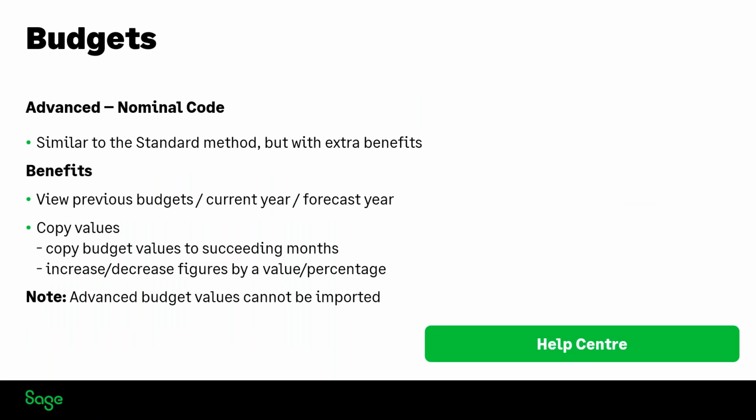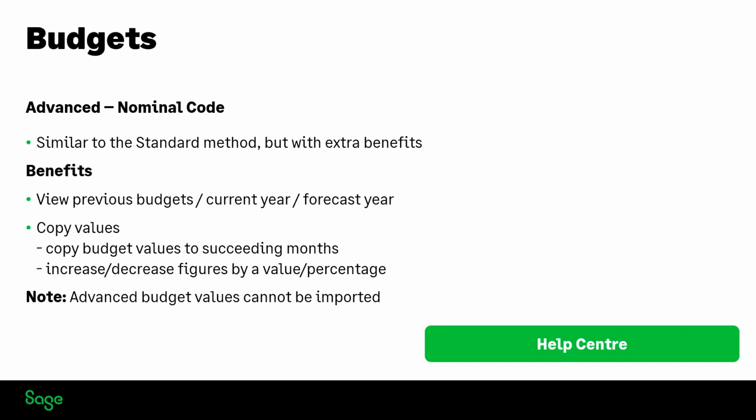So we'll start with the first one, advanced nominal code. Now this is very similar to the standard method that we looked at in part 1, but there are extra benefits. As well as setting budgets for your current financial year, within the screen you'll be able to view previous budgets, so last year's. You'll be able to see your current year, but you can also enter a forecast year.